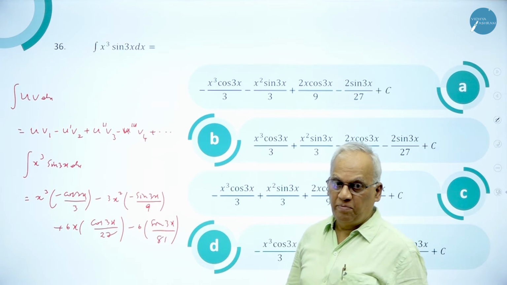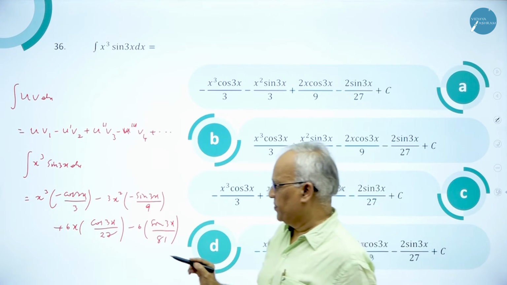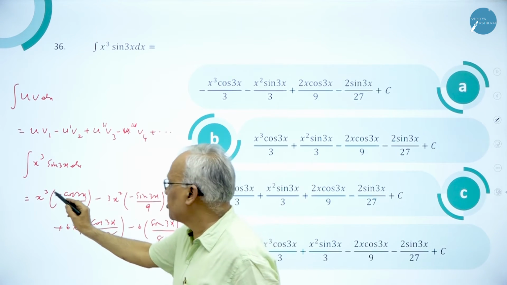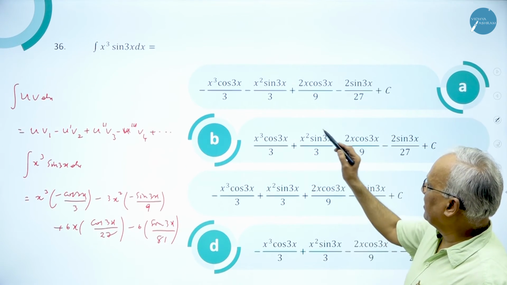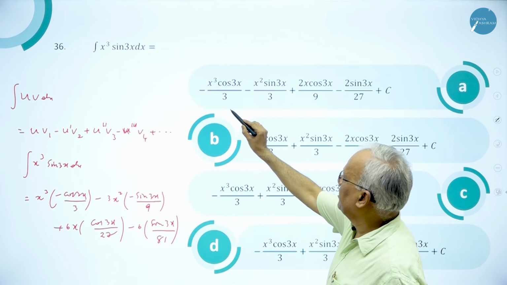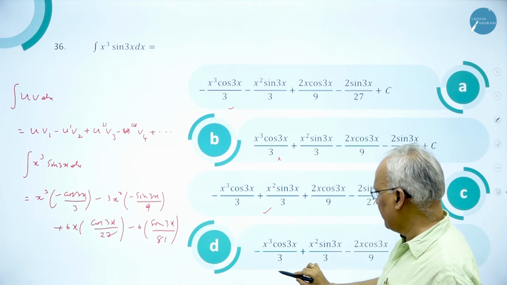This is the answer. But in this case, you need not do it completely. Just do one thing. This is the answer: minus x cube cos 3x by 3. Where do you find that? Minus x cube cos 3x by 3. You have it here, not here, here and here.